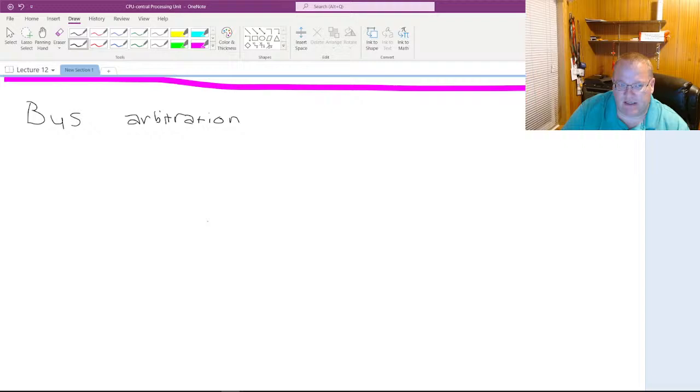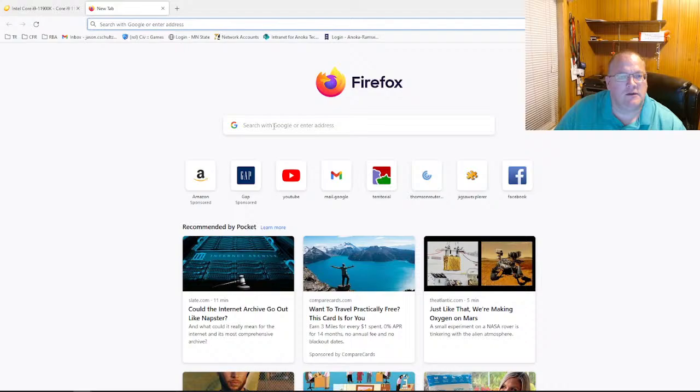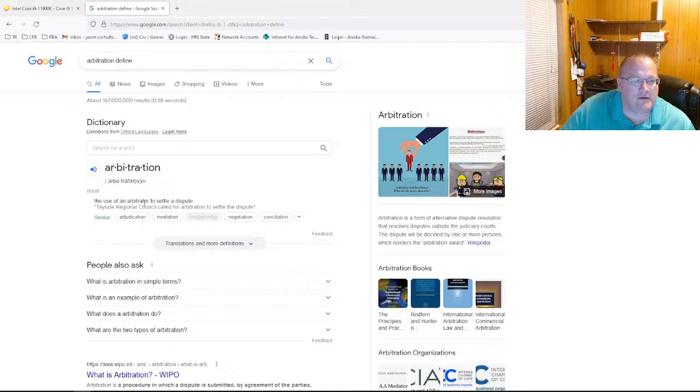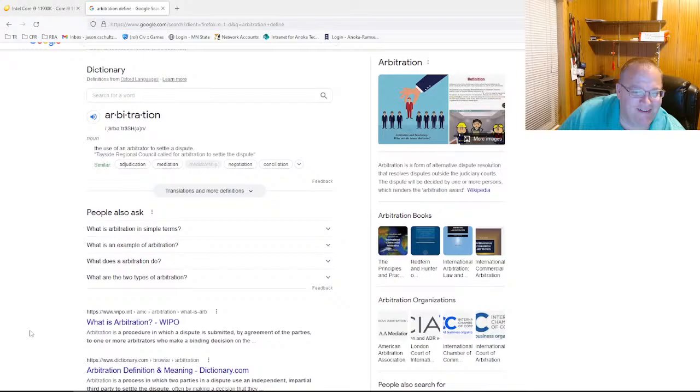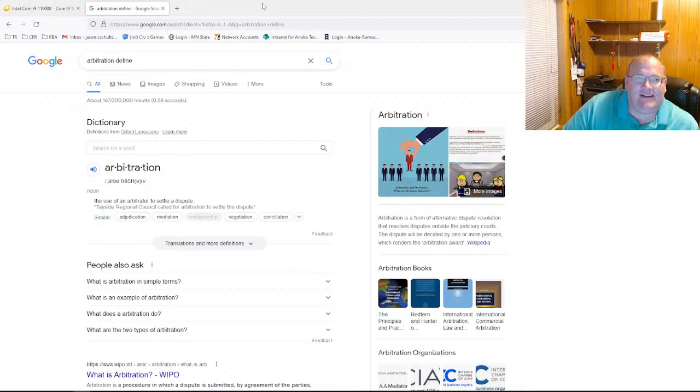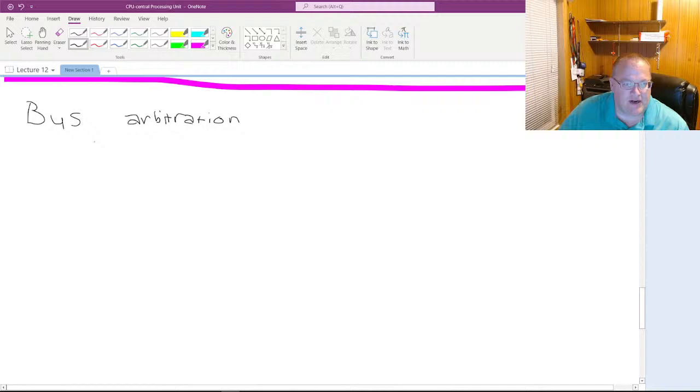But the way that it means here, let's actually look this up, because this is a good one. Arbitration. Define. All right. The use of an arbiter to settle a dispute. That's nice. Okay. So, that's exactly what I was saying, right? So arbitration is the use of a third party, somebody who's going to make the decision to just settle the dispute. Okay. So what dispute are we settling in bus arbitration? The dispute is who gets to speak on the line currently.